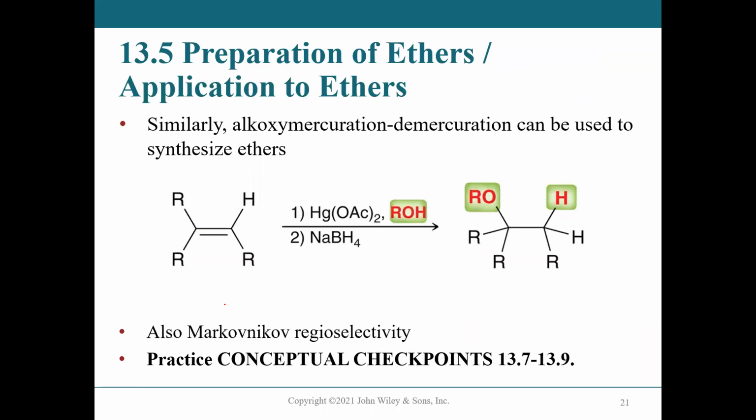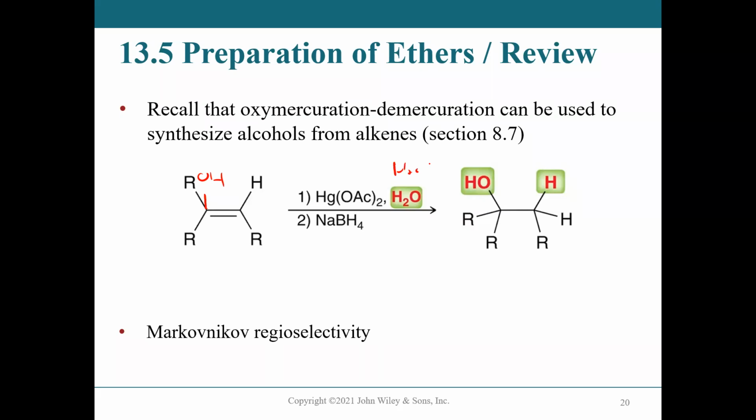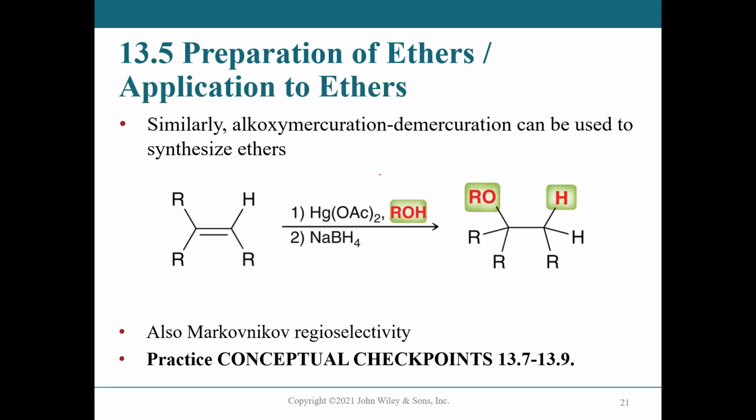All right. So similarly, alkoxymercuration demercuration can be used to synthesize ethers. So instead of this, if you recall in the previous slide, this was H2O or an alcohol. Now, if we add some type of ROH group on there, we're going to create our ether right here. And this is also with Markovnikov regioselectivity. So you can imagine that, if this R was some type of propyl group, that this would be coming off like that.